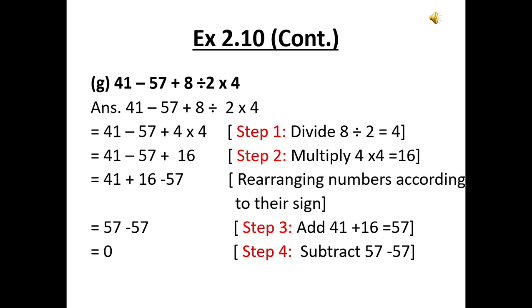Okay, now in the next step what we are going to do, we will perform first addition. 41 plus 16, which is equal to 57, minus 57, we are going to write as it is. Okay, and in the last step what we are going to do, we will subtract, that is 57 minus 57, and the answer we got is 0.